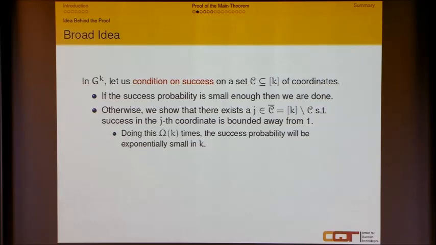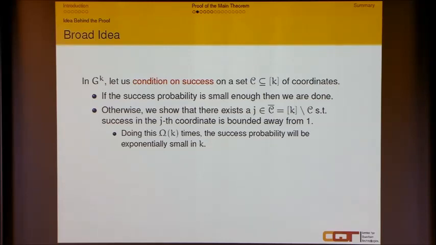So if we do this omega k times, meaning we add j to C, then look for another j and add it to the set C, and we keep doing this omega k times, then the success probability will be exponentially small in k. So that's the broad idea.